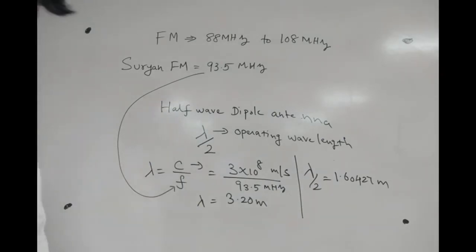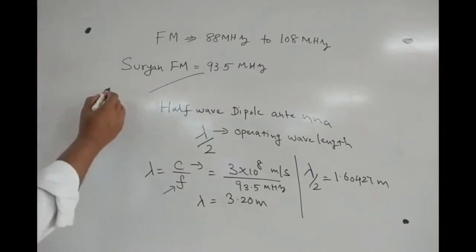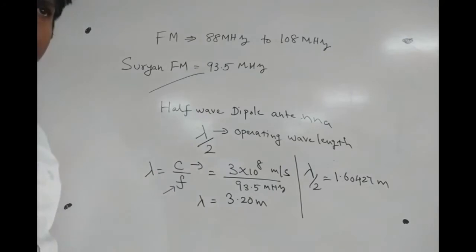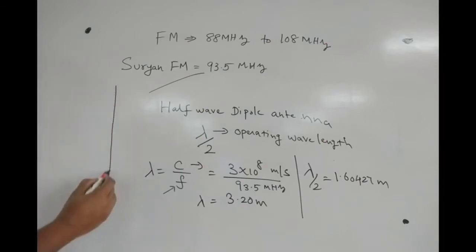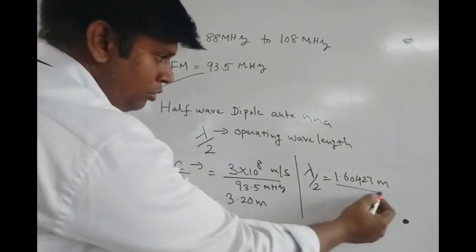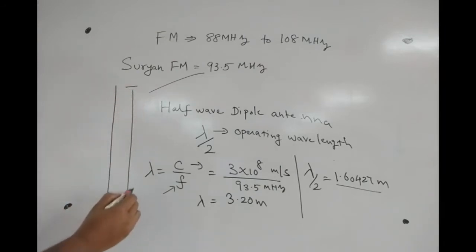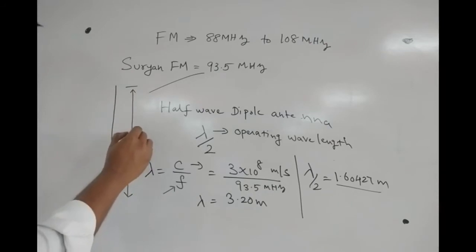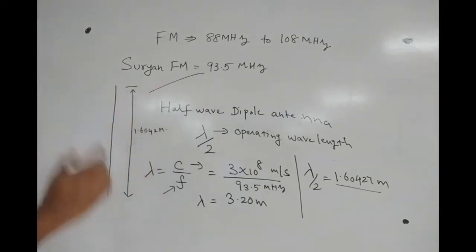So how my antenna structure would be, roughly. You also very well know an antenna is simply a metal conductor. We are trying to excite a metal conductor with the signal in a particular manner. So I'm going to take a metal rod of length, how much length? Lambda by 2, that is 1.60427 meters. This much length.